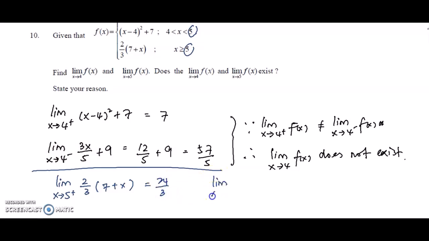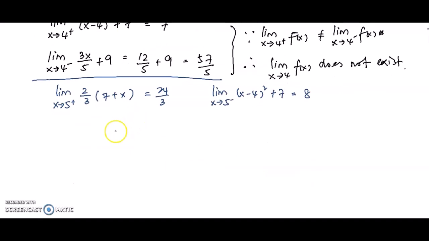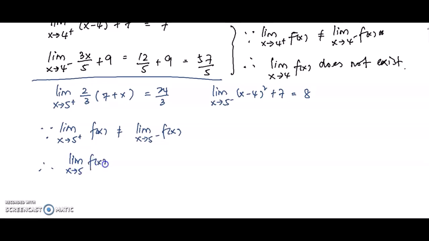Then check the left-hand limit as well. That is x approaches 5 negative. For 5 negative, the function is (x minus 4) squared plus 7. Then we put in 5: 5 minus 4 is 1, 1 squared is 1, 1 plus 7 is 8. Again, the left-hand limit is not equal to the right-hand limit. This is my reason. Then my conclusion is the limit when x approaches 5 does not exist. Okay, does not exist, sorry.